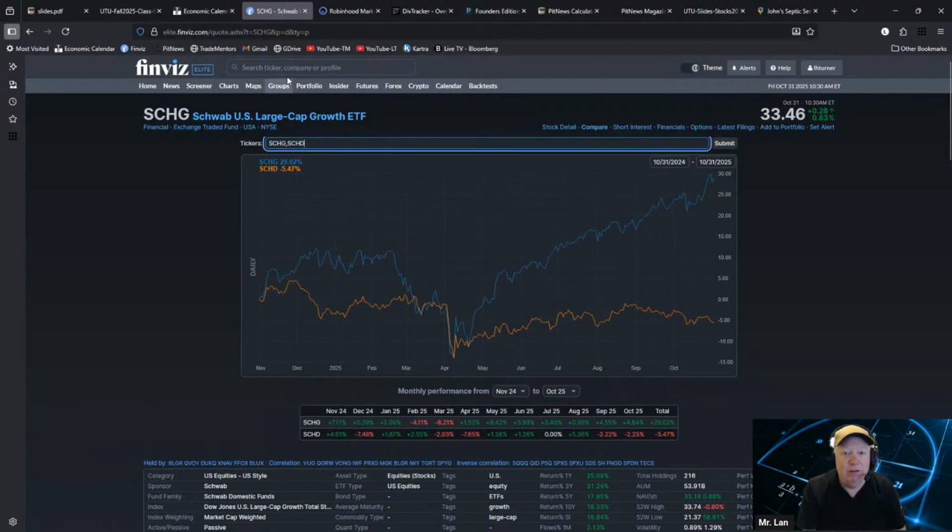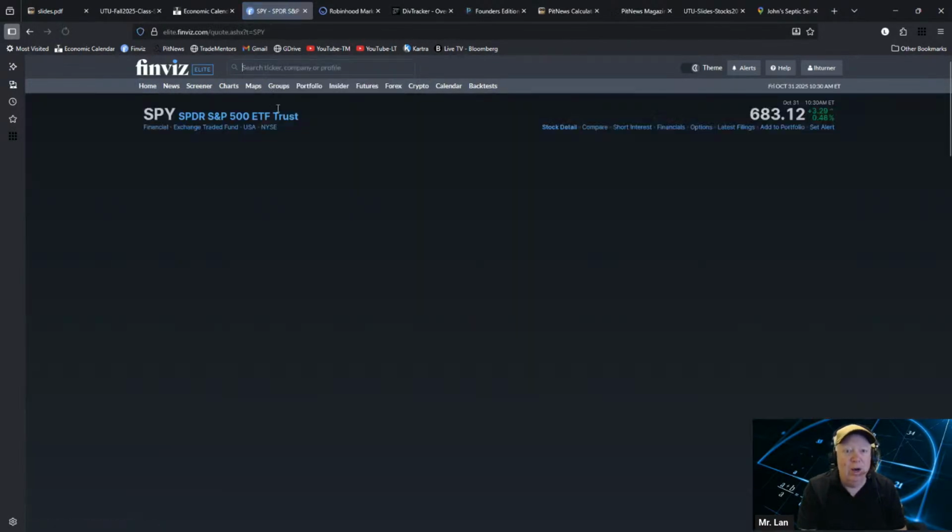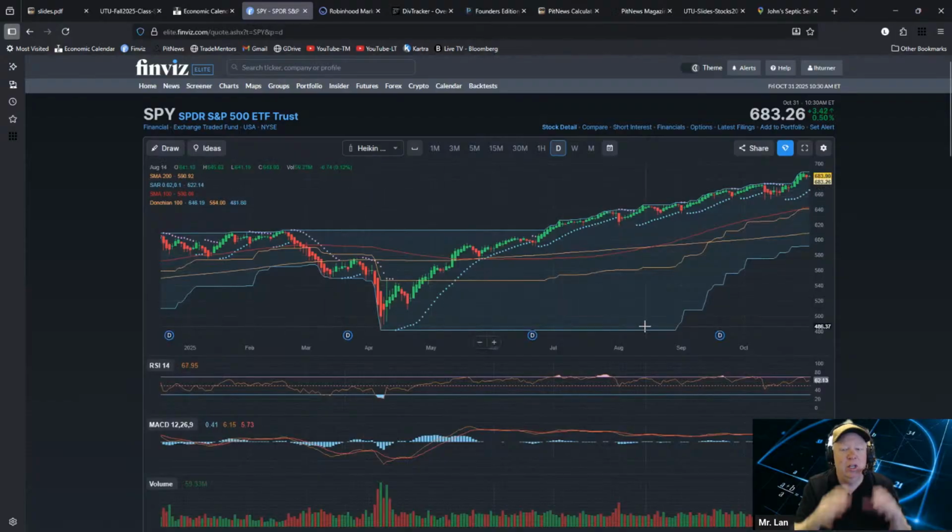The S&P 500, if we come back over here to our home screen and go to our stock symbol and go in SPY. Now this is the S&P 500, and remember, this is the gold standard. This is what everything else is benchmarked against. Benchmark means that we always compare it against this one. So this is the gold standard of the industry, and everything is benchmarked against the S&P 500.